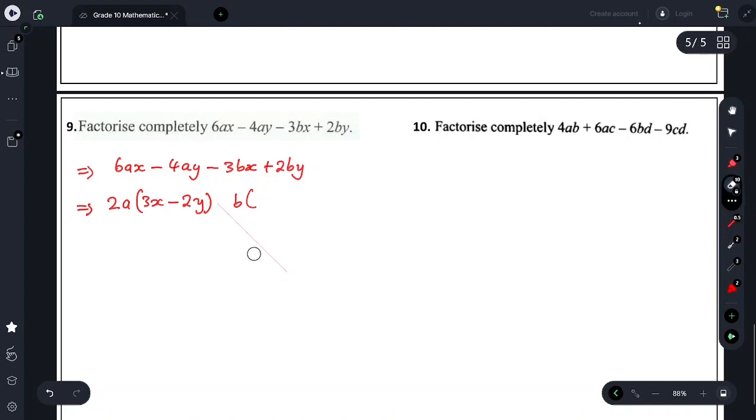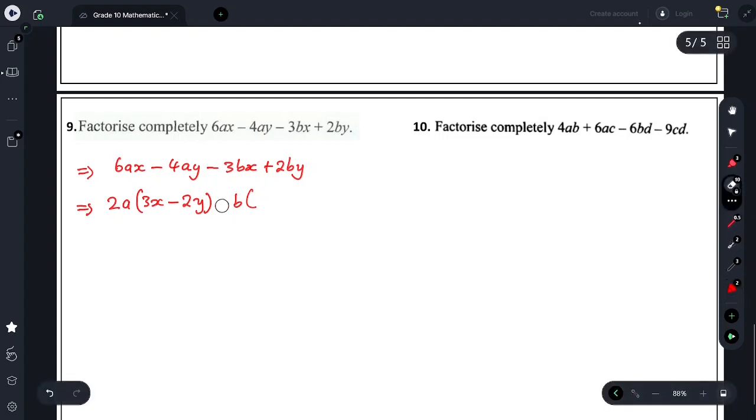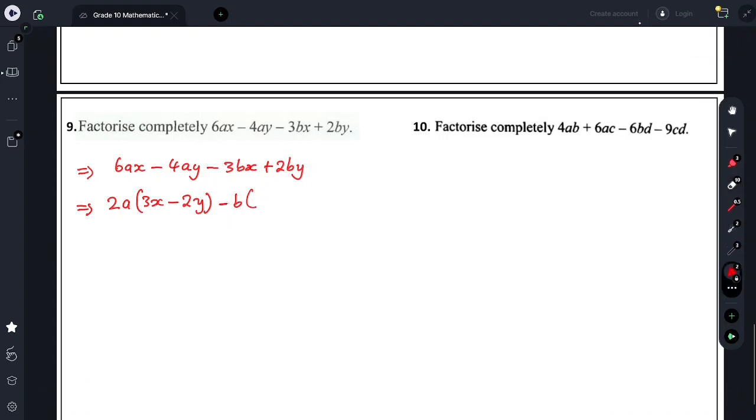I've picked a wrong thing here. So here will remain with the positive b. If I said positive b, I've even forgotten. I'm saying it should be negative b. Negative b. So here you have to be careful.